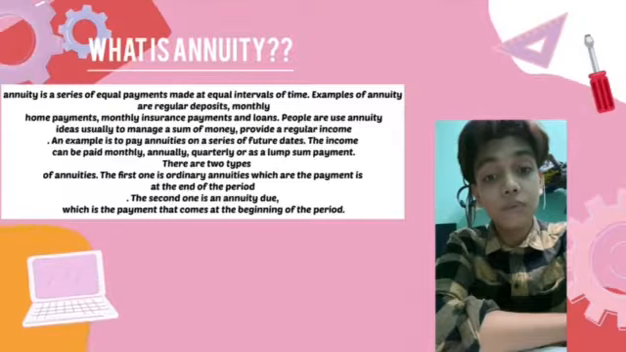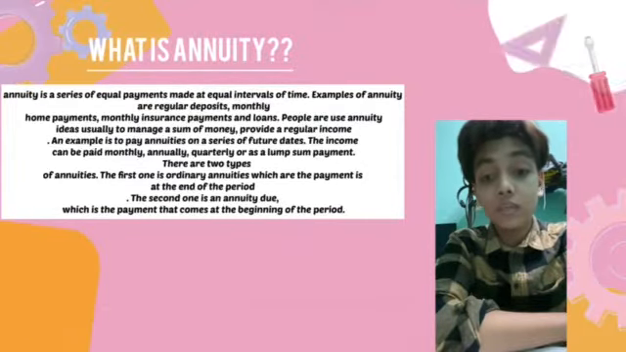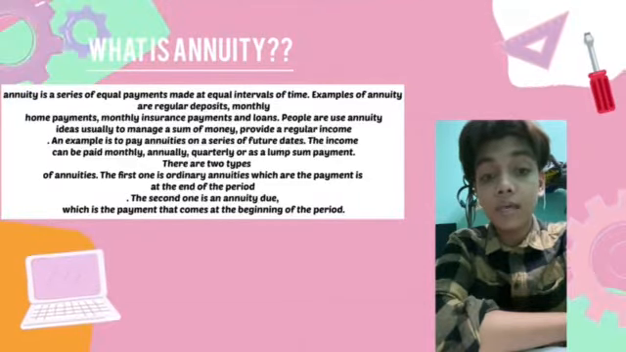I want to explain what an annuity is. An annuity is a series of equal payments made at equal intervals of time. Examples of annuities are regular deposits, monthly home payments, monthly insurance payments, and loans.